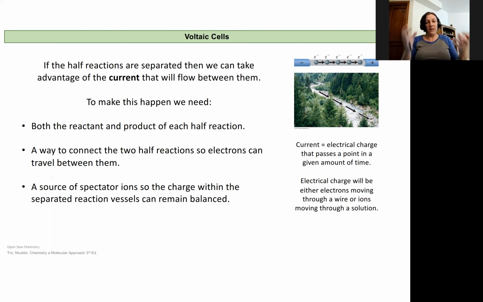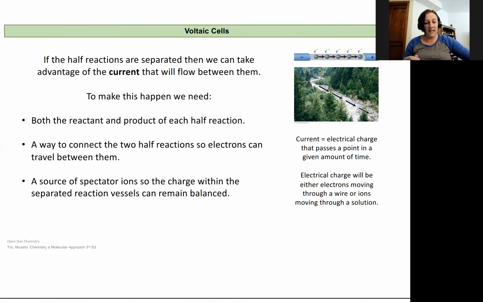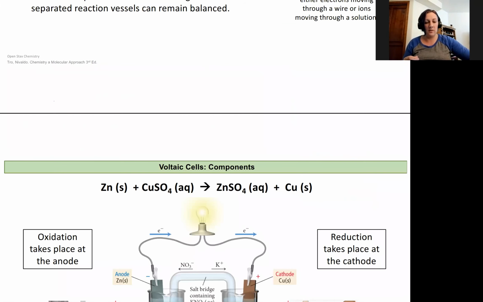So we need a way to connect these half reactions, and we also need a way to make sure that our charge stays balanced within them, because as ions become solids, we'll have this deficit of positively charged cations as they change into elemental forms of the material, and that would create an imbalance in our number of cations and anions in solution.